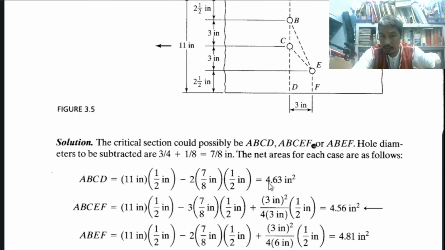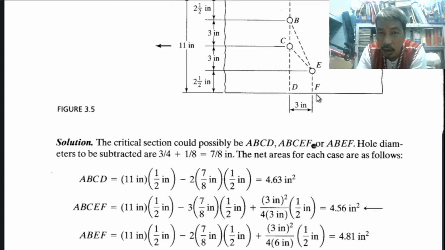Path or cross section ABCD is 4.63. This is 4.56. This is smaller than 4.63. Okay. Next path, ABEF. Take note, I will orally give you the answer for ABEF.